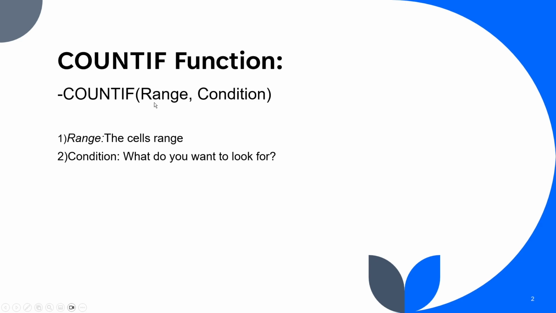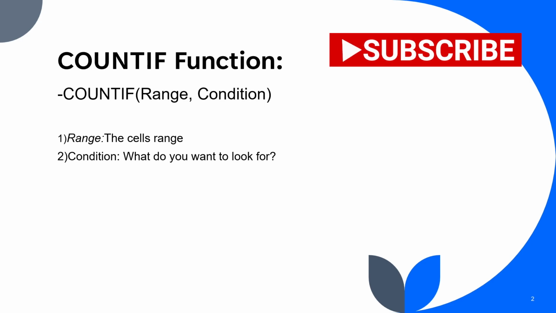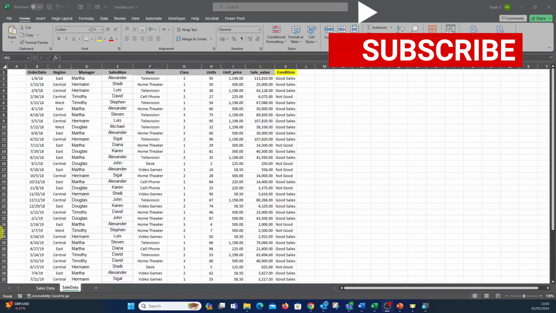First, the range of cells. Second, the condition. The range is the range of cells that we want to check. The condition is what you want to look for, as if you are telling Excel to check for a certain criteria or look for a certain condition. We are going to look at how we apply that in our spreadsheet.